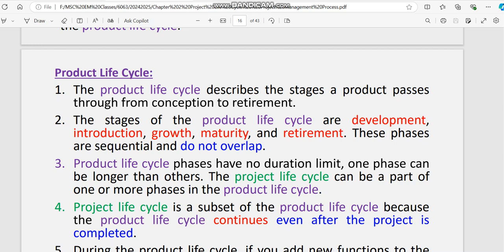Then the product goes into maturity, where it's doing its part and serving its purpose, and then there will be a decline, and then the product will be retired, like it's finished. Okay, so that is the difference between product and project.